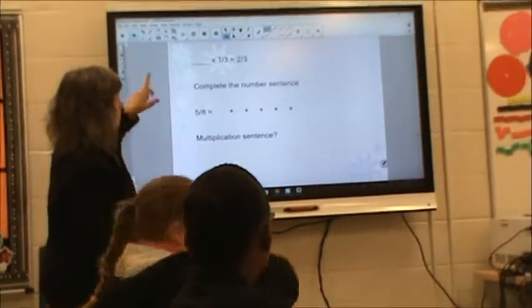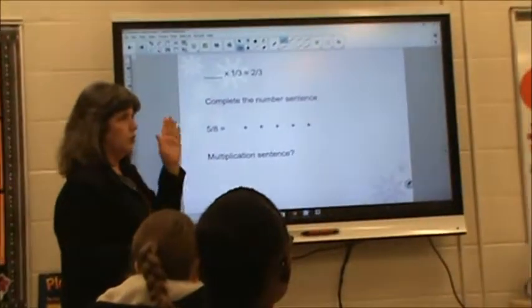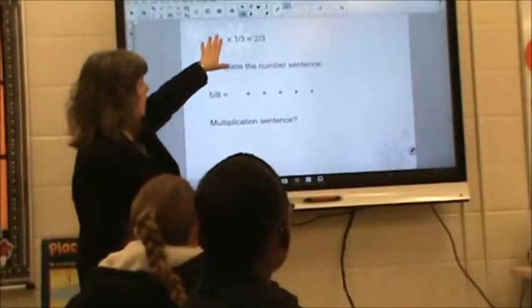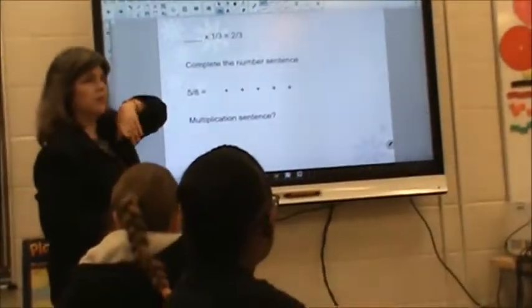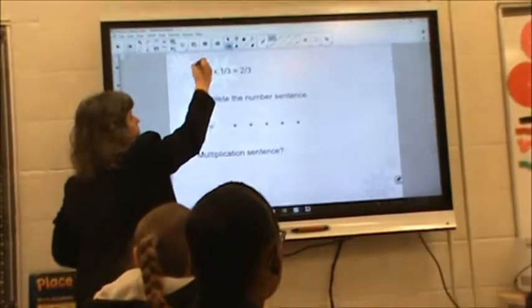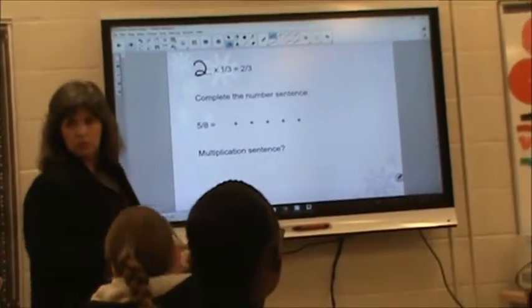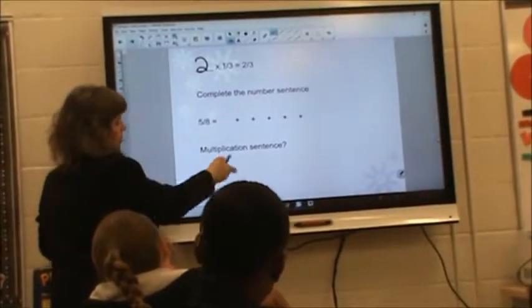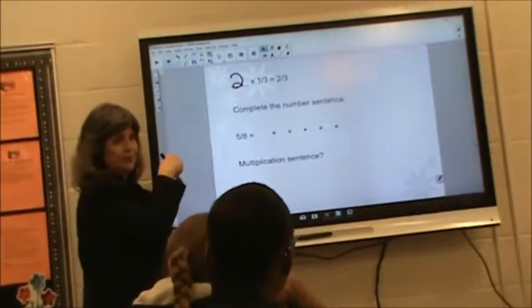All right. So the second part we talked about yesterday, instead of doing the repeated addition, we're doing multiplying. How many times would we multiply 1/3 to get 2/3? 2 times. So 2 times 1/3 would give me the 2/3? Okay. So we're going to complete this number sentence. Let's try another one. Let's break this one apart. Let's decompose it.